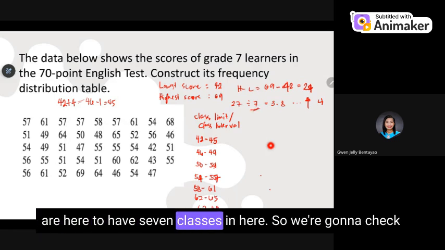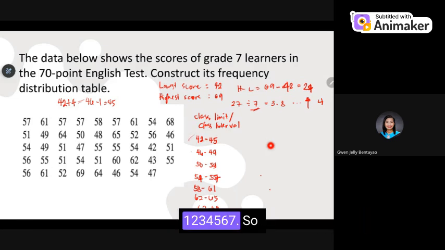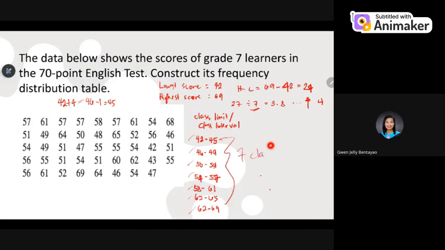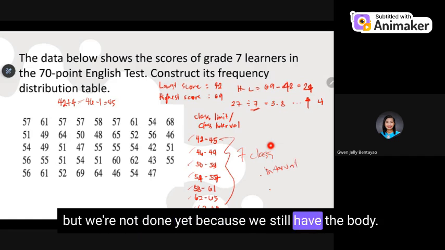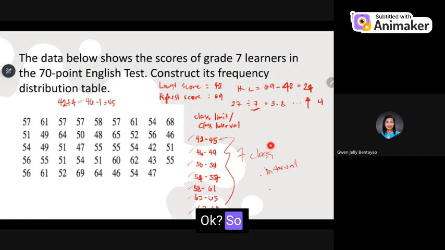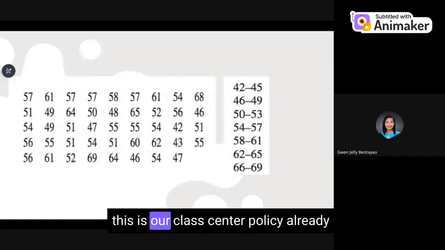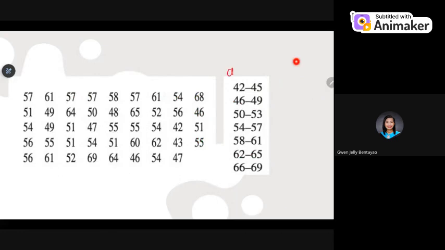We were supposed to have 5 classes earlier, so we're going to check: 1, 2, 3, 4, 5, 6, 7. So we have 7 class intervals. But we're not done yet because we still have to tally. Okay, so this is our class intervals already, the class limits.